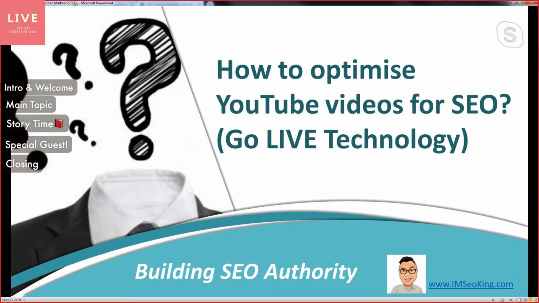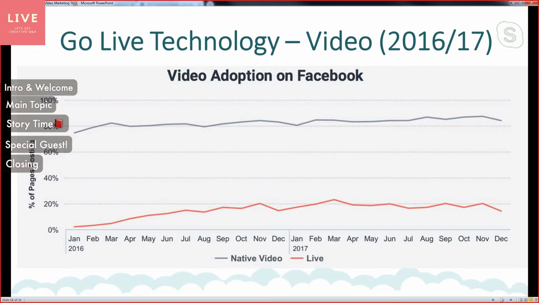So how to optimize your YouTube videos for SEO? This is talking about go live technology. As you can see from this chart, this chart is 2016, 2017. You notice that there is a very lackluster adoption of videos and even go live. Today is a very different picture.